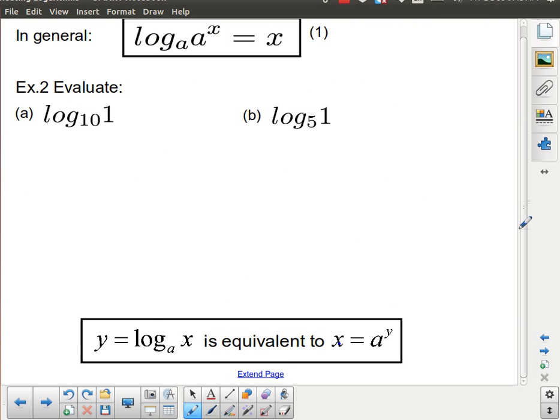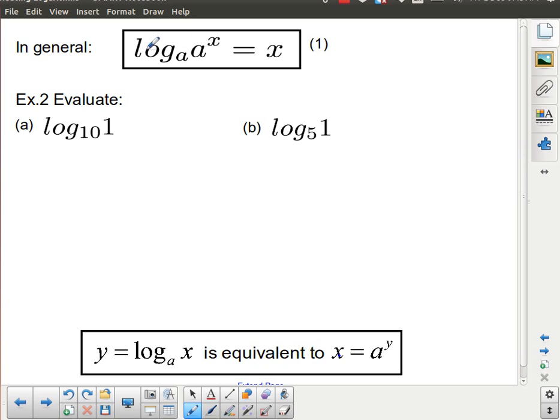So we end up with this general rule, which is that for any logarithm of base a, where what we're putting into that logarithm is an exponential function of base a, the end result is simply the exponent itself, which in this case is x.